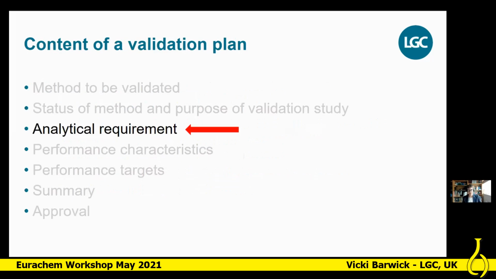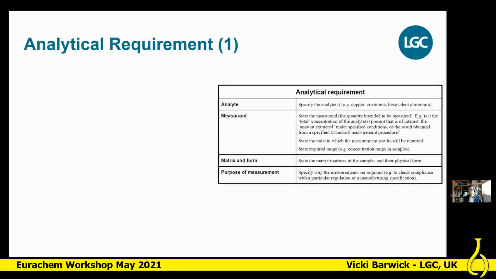Linked in obviously to defining the method that we're going to validate is having a clear statement of the analytical requirement. So what do we actually need our method to be able to achieve? And there's a number of issues we need to address here. So obviously what it is we're actually trying to measure. So what's the analyte?